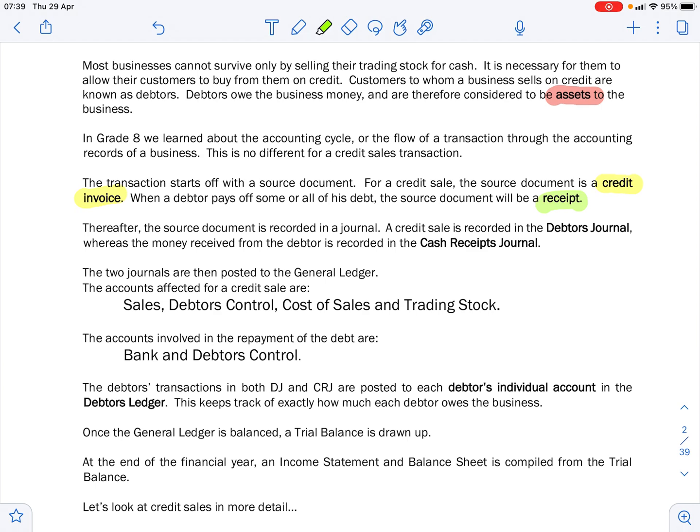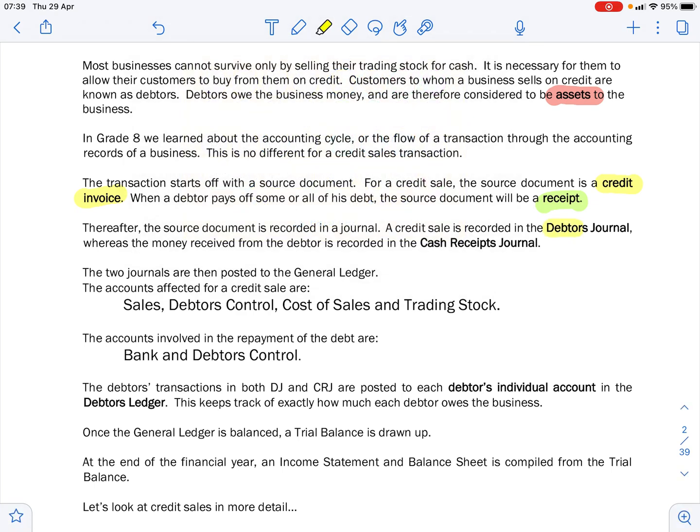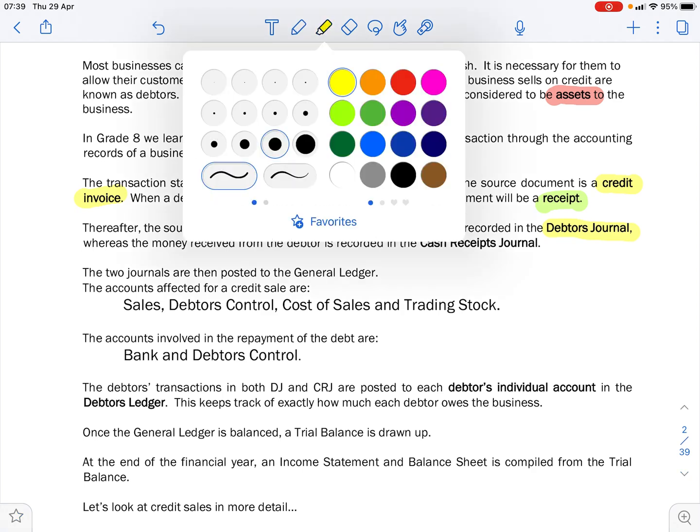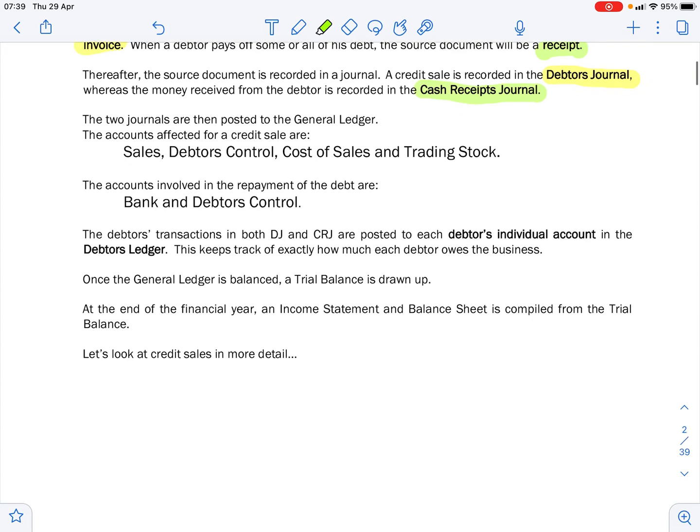Now, once the source document is recorded, we have to record it in a journal. Okay, so a credit sale is recorded in what we call the debtor's journal, the DJ, and any money received for repayment is received in the CRJ, the cash receipts journal. Now, both of these journals can be posted to the general ledger.